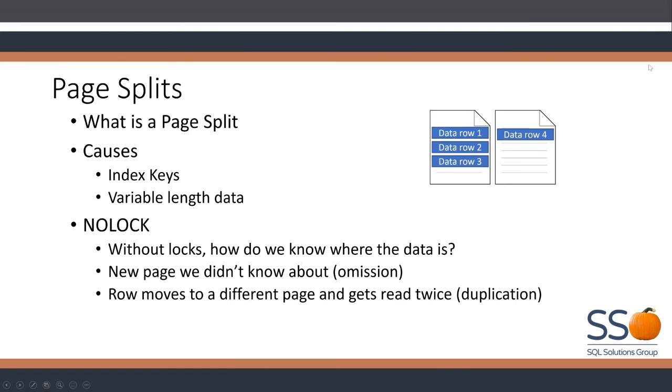It could have a brand new page like this that didn't exist, was not part of this result set at the time that we executed the query. So this row is missing from our result set. So that would be omission.